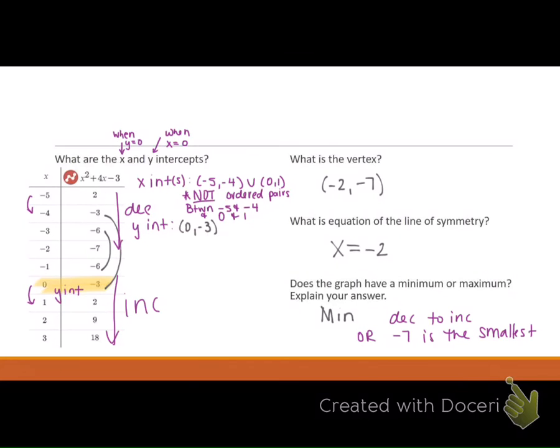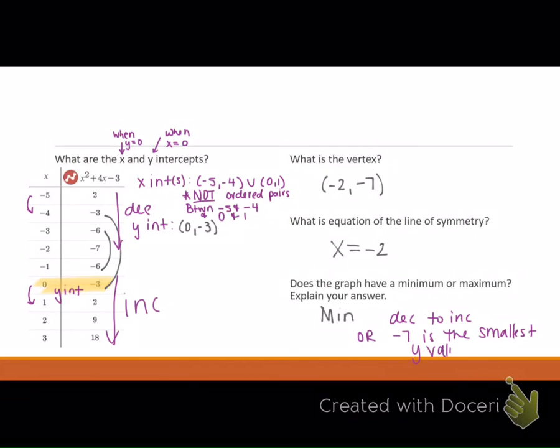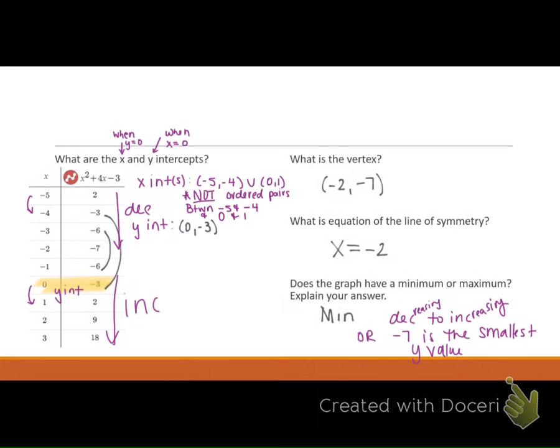Stop pulling. What? Sorry, decreasing to increasing, if that makes you happier. That's weird. Okay, one more slide. I think we would have been done with this whole entire note packet if you guys would not talk over me the whole time. Just throwing that out there.